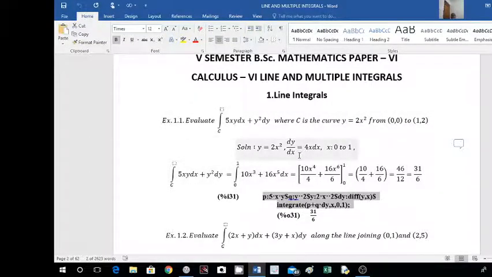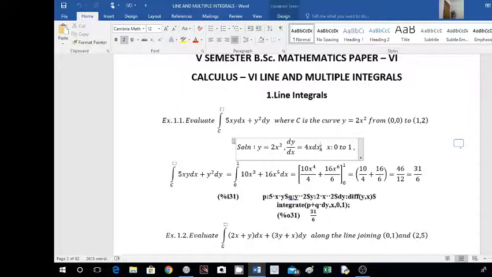Into dy. We have dy by dx equal to 4x, or dy equal to 4x dx. So replacing dy by 4x dx, with y square as 4x to the power of 4, we get 16x to the power of 5 into dx. So here we have converted everything in terms of x and dx.